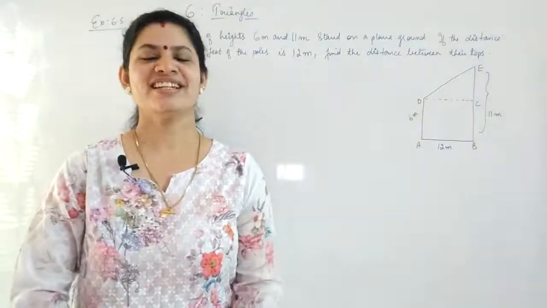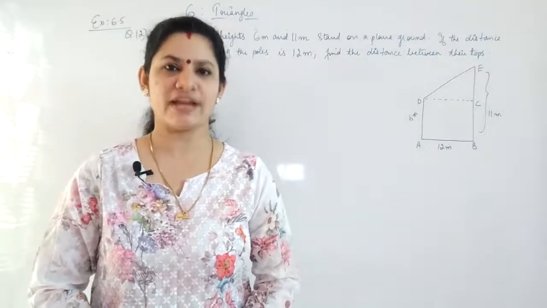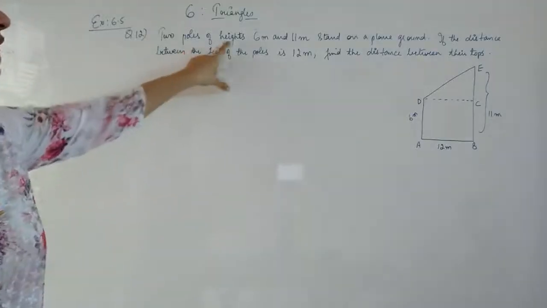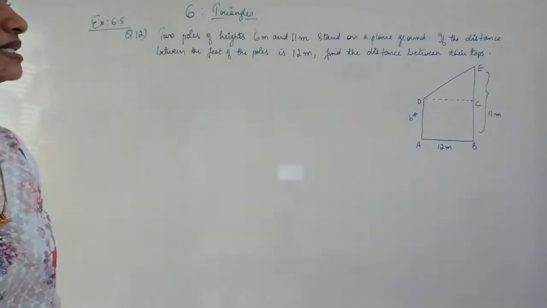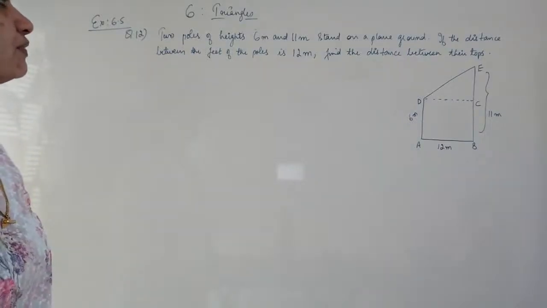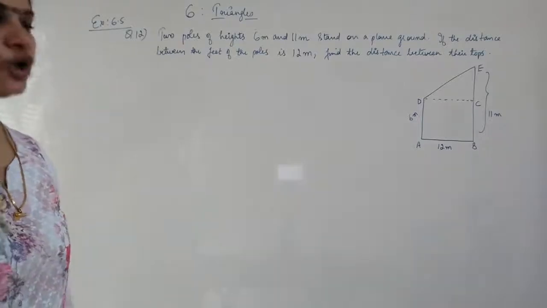Hello everyone. Today we will be discussing the remaining problems of exercise 6.5. Question number 12 is: two poles of height 6 meter and 11 meter stand on a plain ground. If the distance between the feet of the poles is 12 meter, find the distance between their tops.